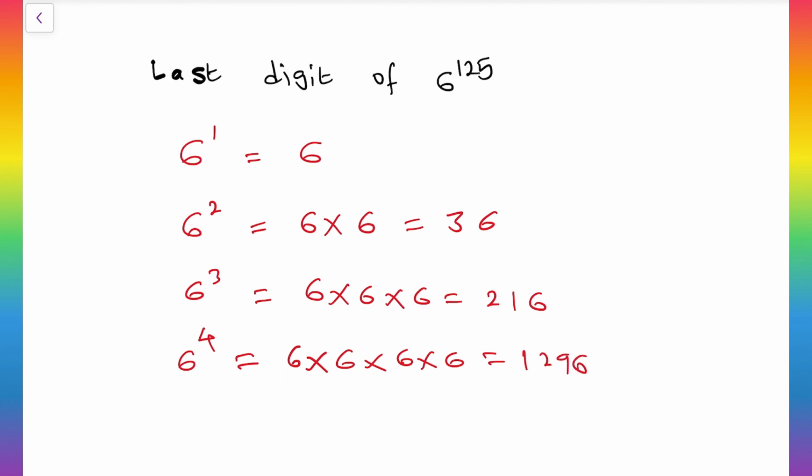Now let us check whether we got any pattern here or not. If not, then only I will go with the next step, otherwise I will stop here. Last digit is 6, last digit is 6, last digit is 6, last digit is 6. So I got one pattern or some logic here. So 6 power any number always ends with the digit 6 only. So it means the last digit of 6 power 125 is 6.